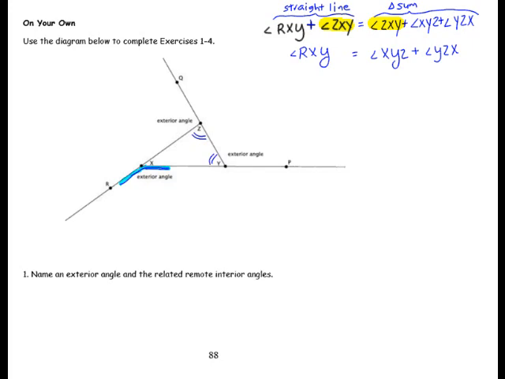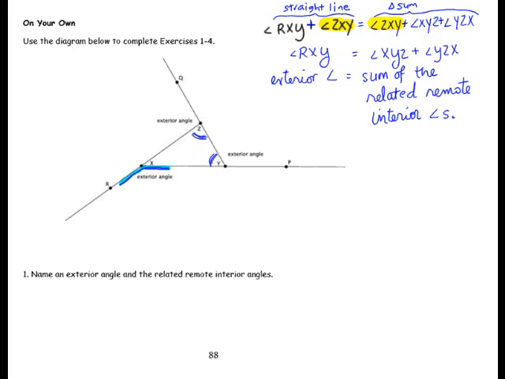So the exterior angle is equal to the sum of the two related remote interior angles. Let's write that down. The exterior angle is equal to the sum of the related remote interior angles. So we've got another vocabulary here. We've got remote interior angles.